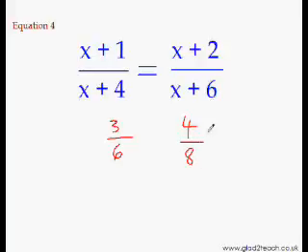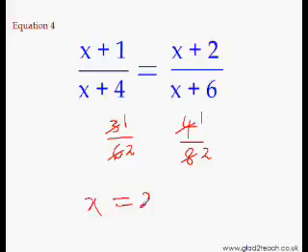Now we can simplify these fractions further. 3 1 times is 3 and 3 2 times is 6. Similarly, 4 1 times is 4 and 4 2 times is 8. See, we have got the equal fraction on both sides of the equation. So that means x equal to 2 is definitely the solution of this equation.